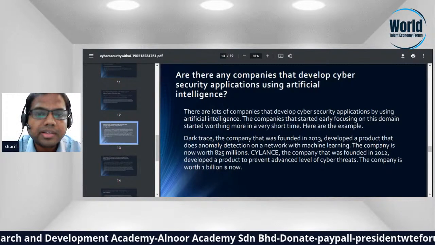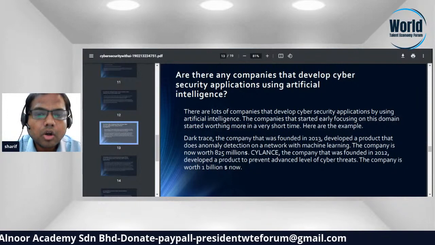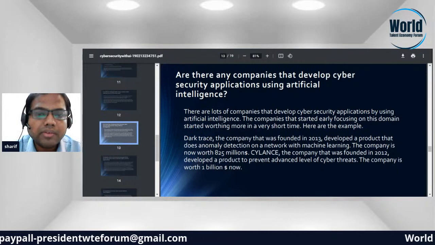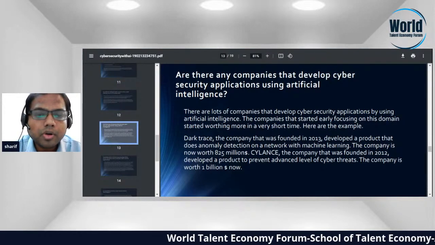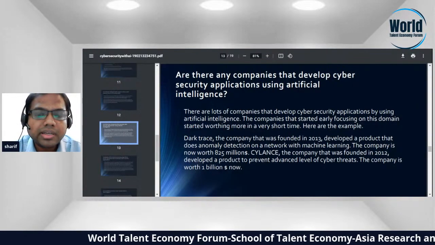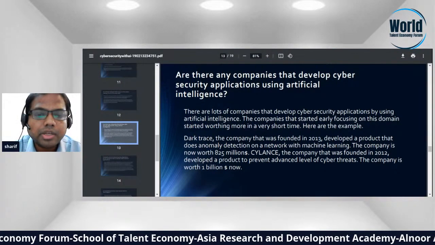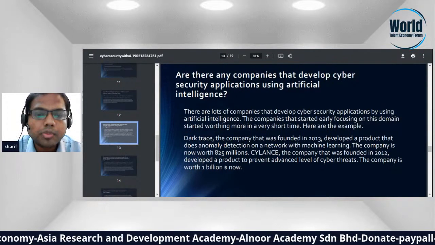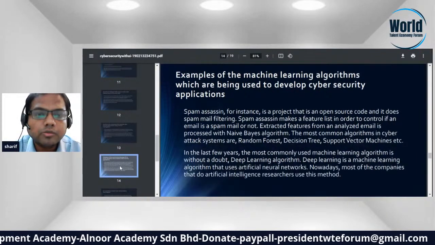Are there any companies that develop cybersecurity applications using artificial intelligence? There are a lot of companies that develop cybersecurity applications using artificial intelligence. The companies that started early in this domain are growing in a very short time. For example, Darktrace, founded in 2013, developed a product that does anomaly detection on a network with machine learning. The company is worth $825 million. Cylance, founded in 2012, developed a product to prevent advanced cyber threats. The company is worth $1 billion now.